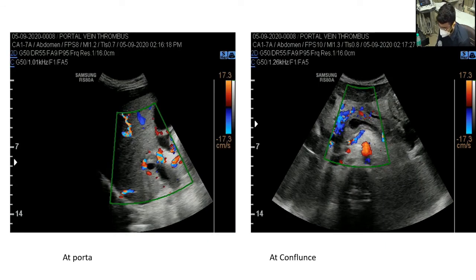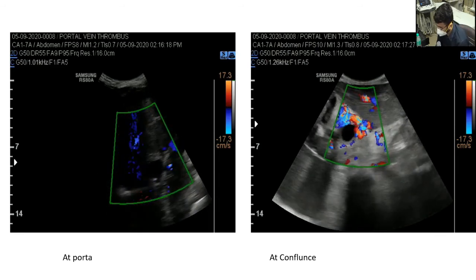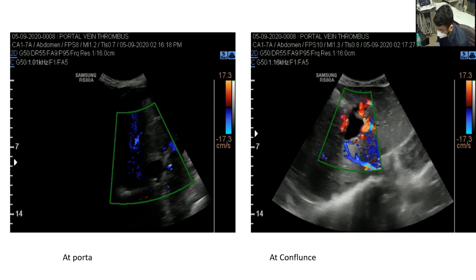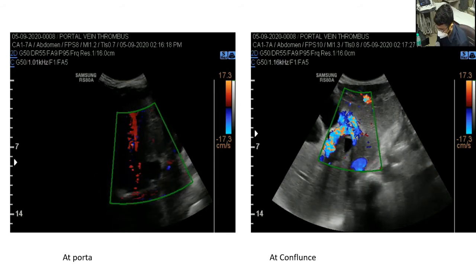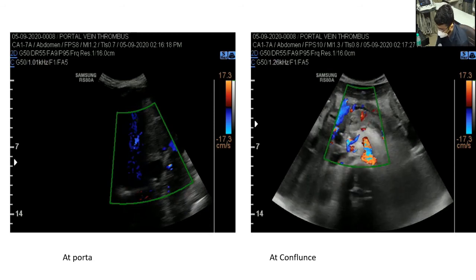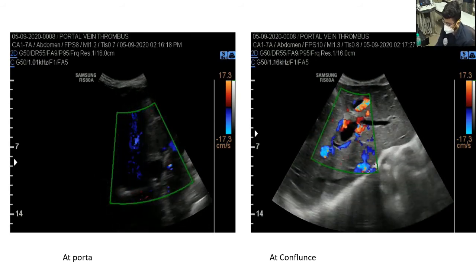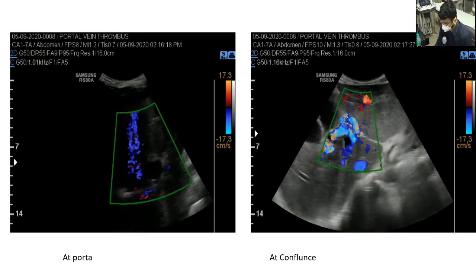Now the cine clip of the same patient. Here we can see there is anechoic to hypoechoic thrombus noted at the portal confluence and in the splenic vein, and here at the porta similar morphological thrombus is noted in the portal vein. So there was a complete thrombus extending from the confluence up to the porta, and there are multiple collaterals noted around the portal vein in the porta region.